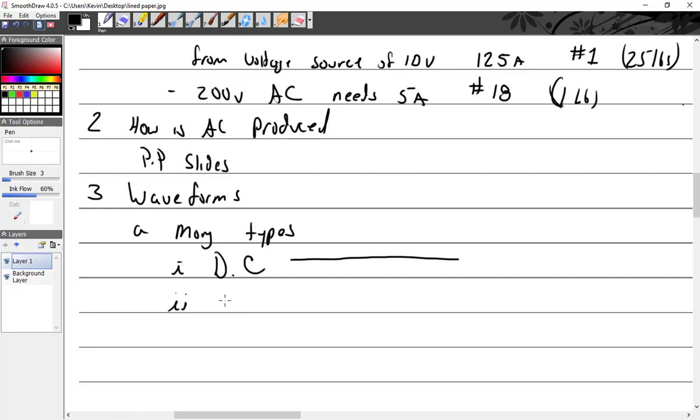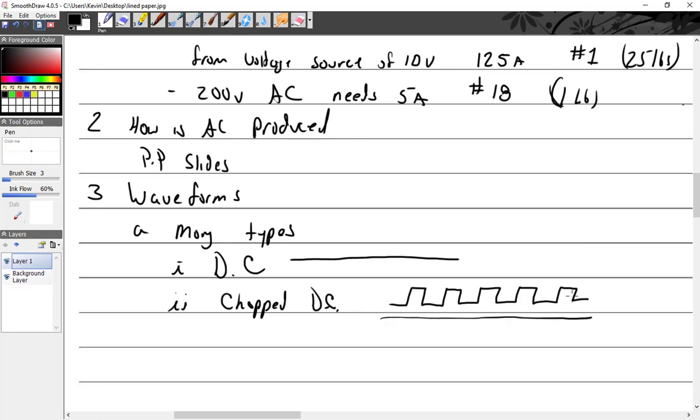All right, there's chopped DC. Chopped DC may look like this. You can actually do this with your oscilloscope. It's got something built in. Still direct current as long as this is the zero line and it's all positive. It's pretty much direct. It's not changing. It's changing in amplitude a little bit, but it's not really changing direction.